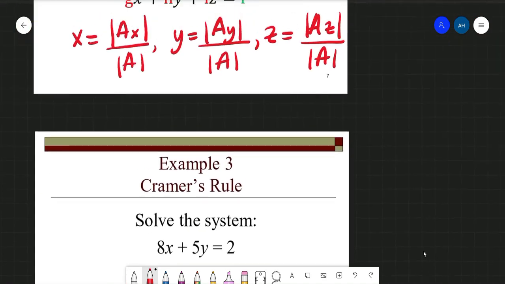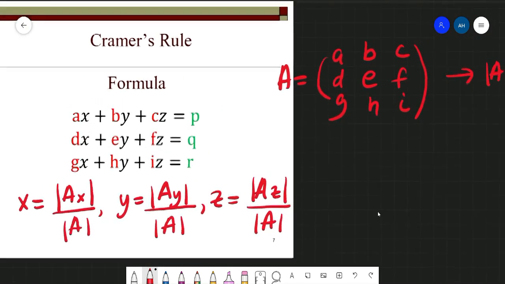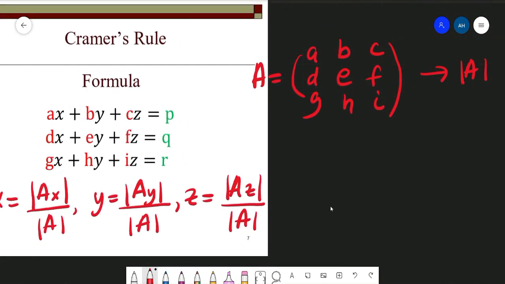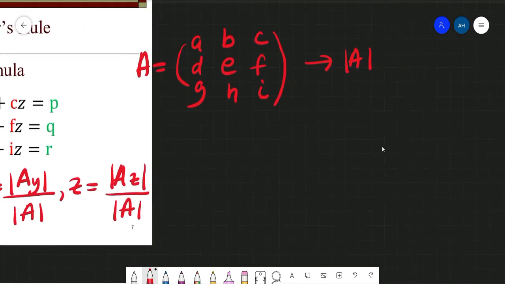All right, so that's matrix A. So on the right hand side of this equation, we have P and Q and R. So we can write down matrix AX. So what is matrix AX?